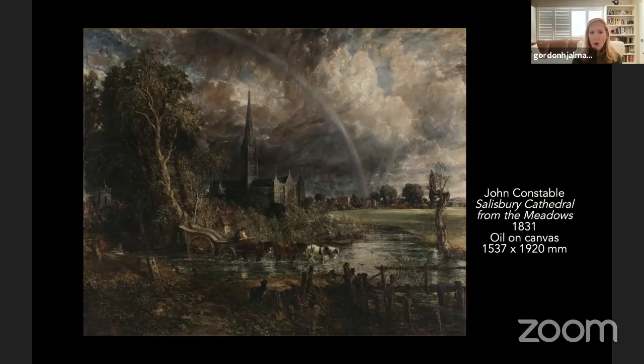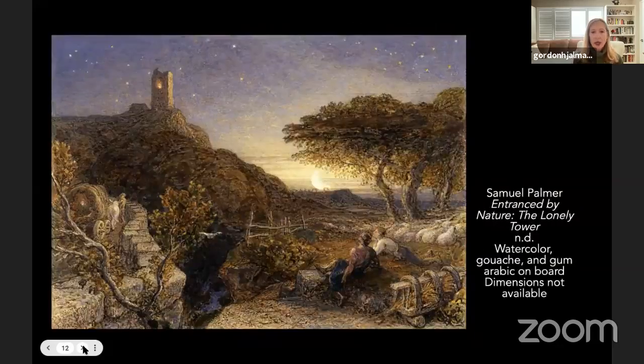And then we have, of course, the wagon here being pulled across the water. And then again, some of the little architectural elements here. So again, one of his most magnificent and very large scale canvases. Now, we're going to move on, I believe, to Samuel Palmer. And yes, Entranced by Nature.